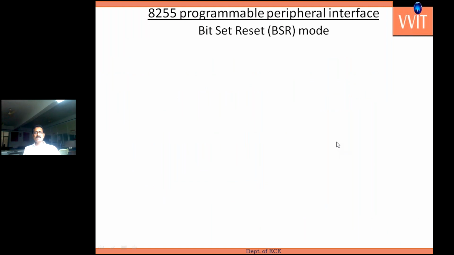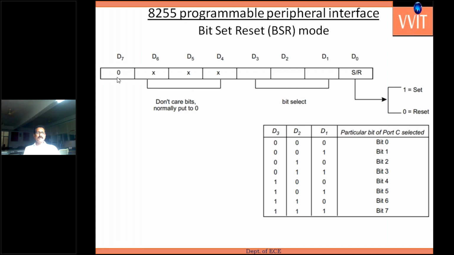Next, in previous examinations: draw and explain the BSR mode control word format. The MSB bit of the CWR is 0. It acts as the bit set and reset word. The first bit is 1 for set and 0 for reset, depending on the corresponding D3, D2, D1. D3, D2, D1 are used to select the port C individual bits. If the three bits are 0, 0, 0, bit 0 is set or reset, and so on up to 1, 1, 1, bit 7 of port C.